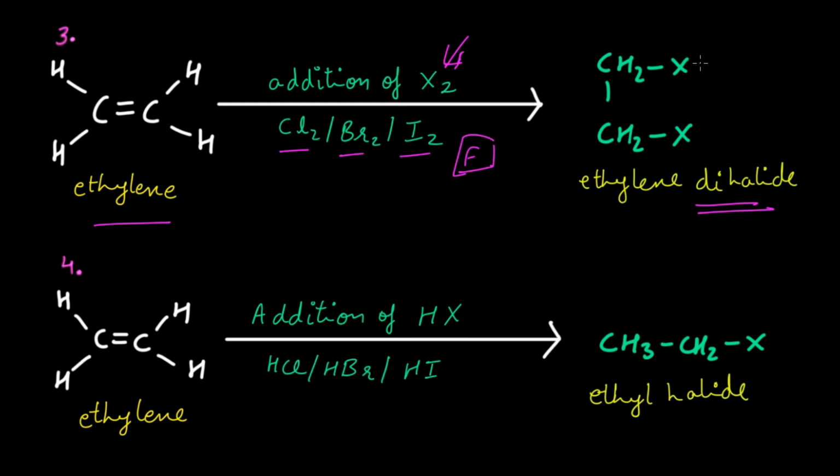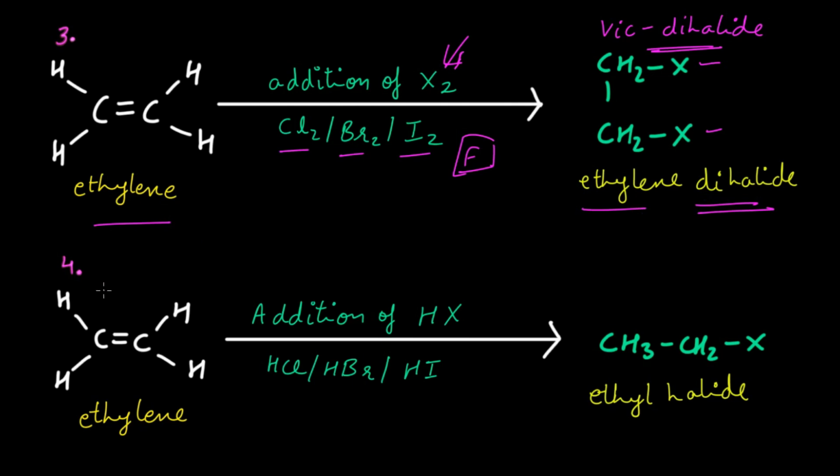Now you can see that the halogens are attached to neighboring carbons. This kind of molecule also goes by the name vicinal dihalide, so you can remember this also. So when ethylene is treated with halogen, it gives dihalide. In our case we are getting ethylene dihalide. We can apply this reaction to higher alkenes also.